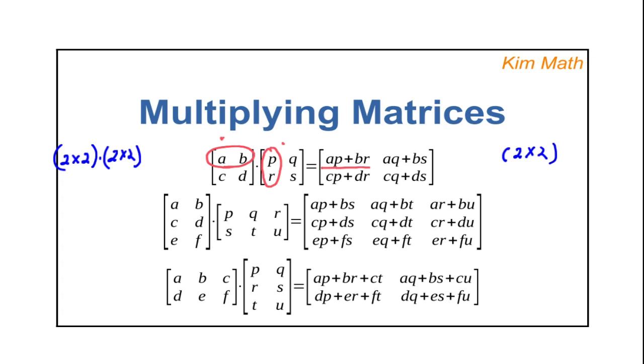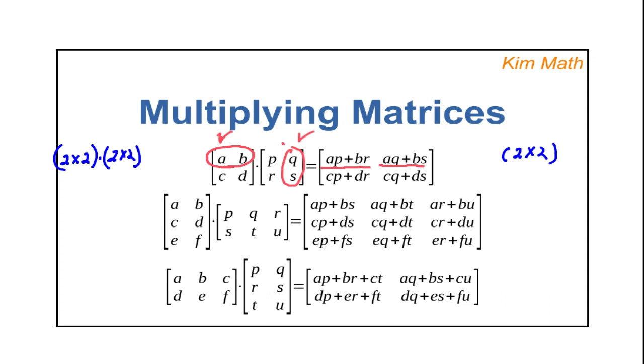Good. Now for the next position, the first row, second column, please choose the second column and please repeat this process. AQ, right? AQ plus BS.